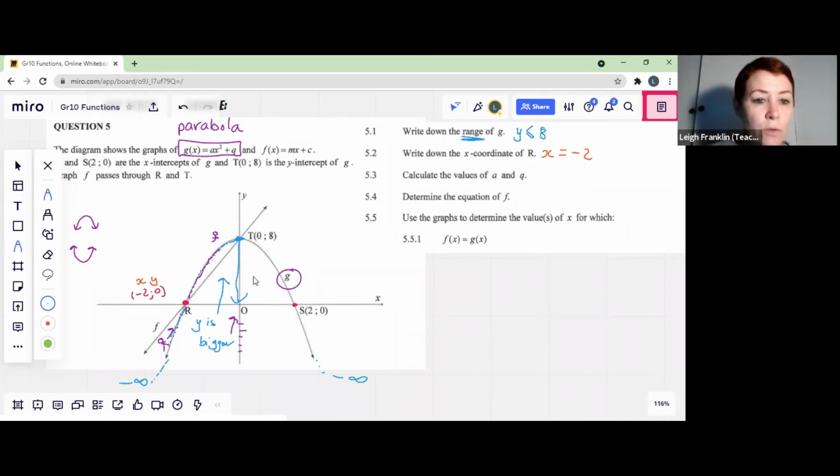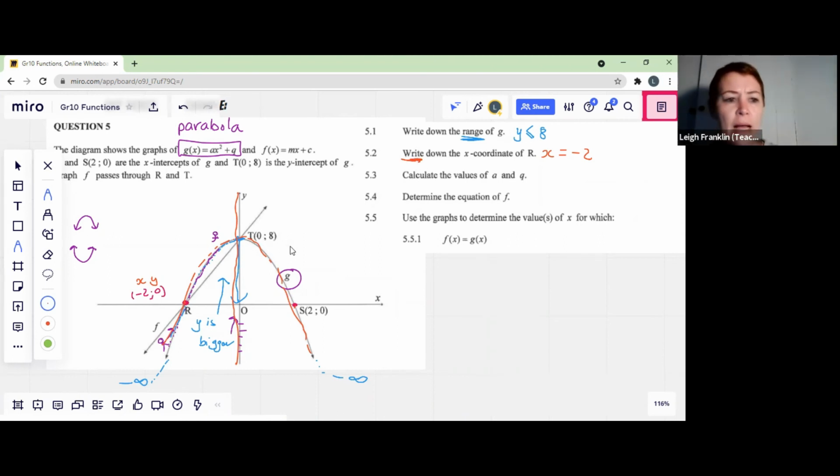Parabolas are symmetrical. In other words, this line over here, the y-axis, is cutting the parabola in half. So this side over here is a mirror image of that side over there. If I'm going to mirror this point over the y-axis, it's got to be at -2 and 0. We could also calculate it by calculating an x-intercept, but here it just simply told us to write it down. So we just want to write down the answer.